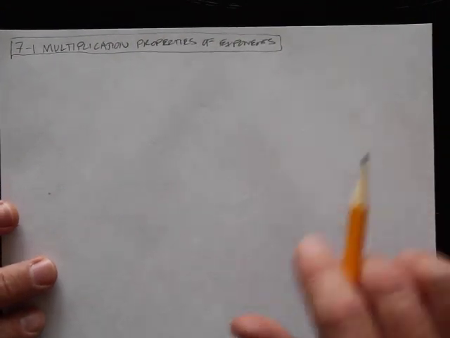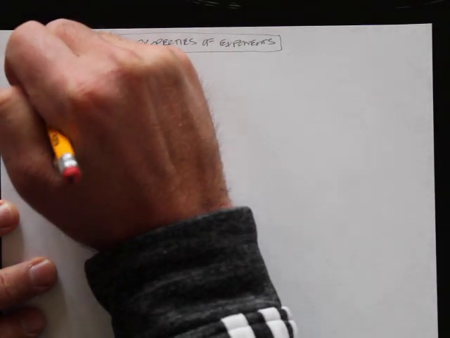Algebra 1, Section 7-1, Multiplication Properties of Exponents. So we have a term here to learn, and this term is monomial.